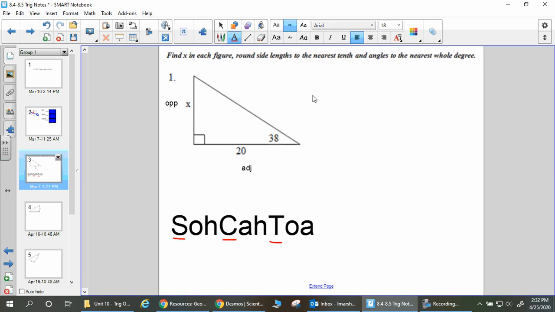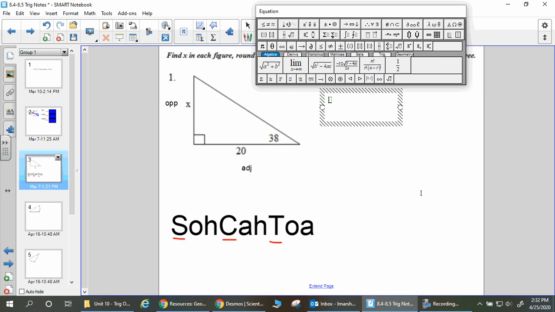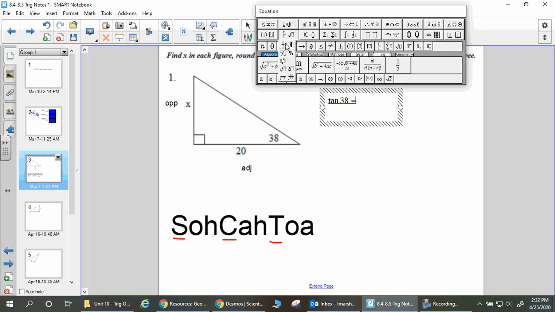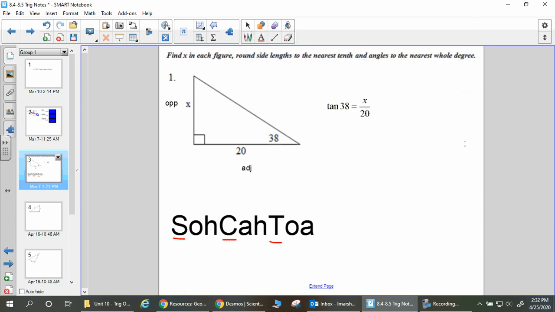Anytime you're doing a setup, okay, your setup is always going to be whatever word you're using. So in this case, we decided to use tangent with the angle. My angle here is 38 equals, and then you want to put in your fraction. So opposite is x over adjacent, which is 20.